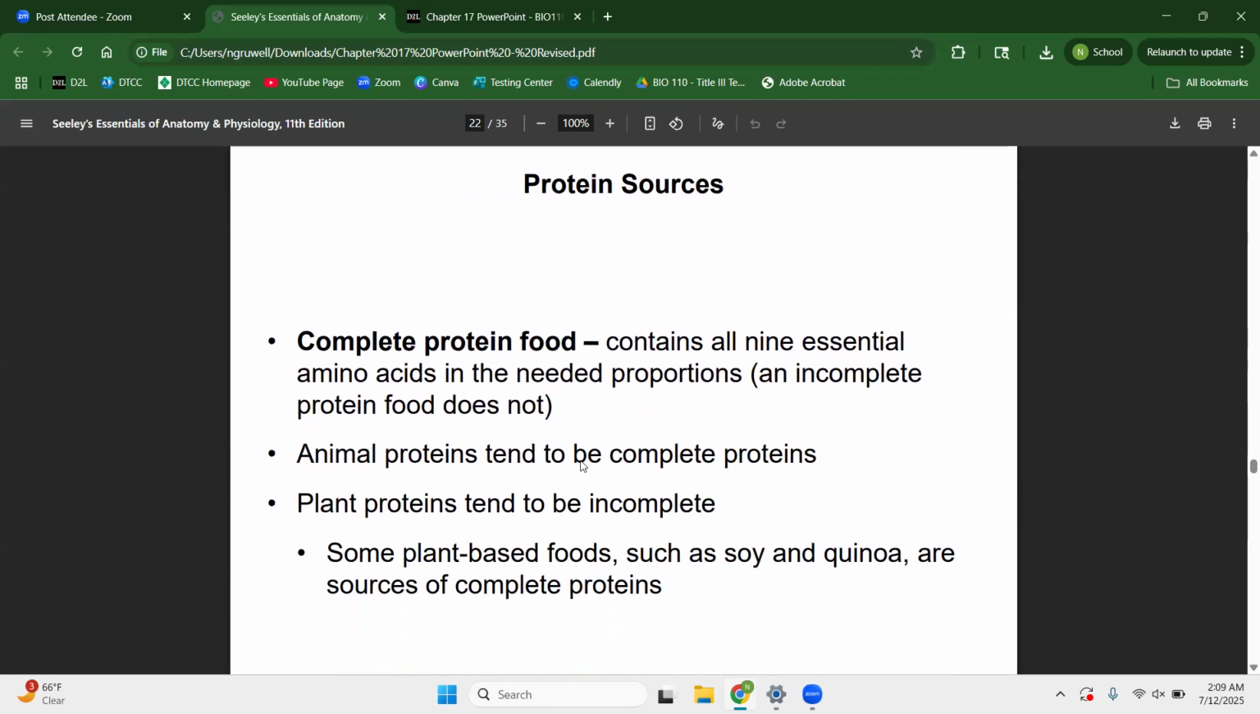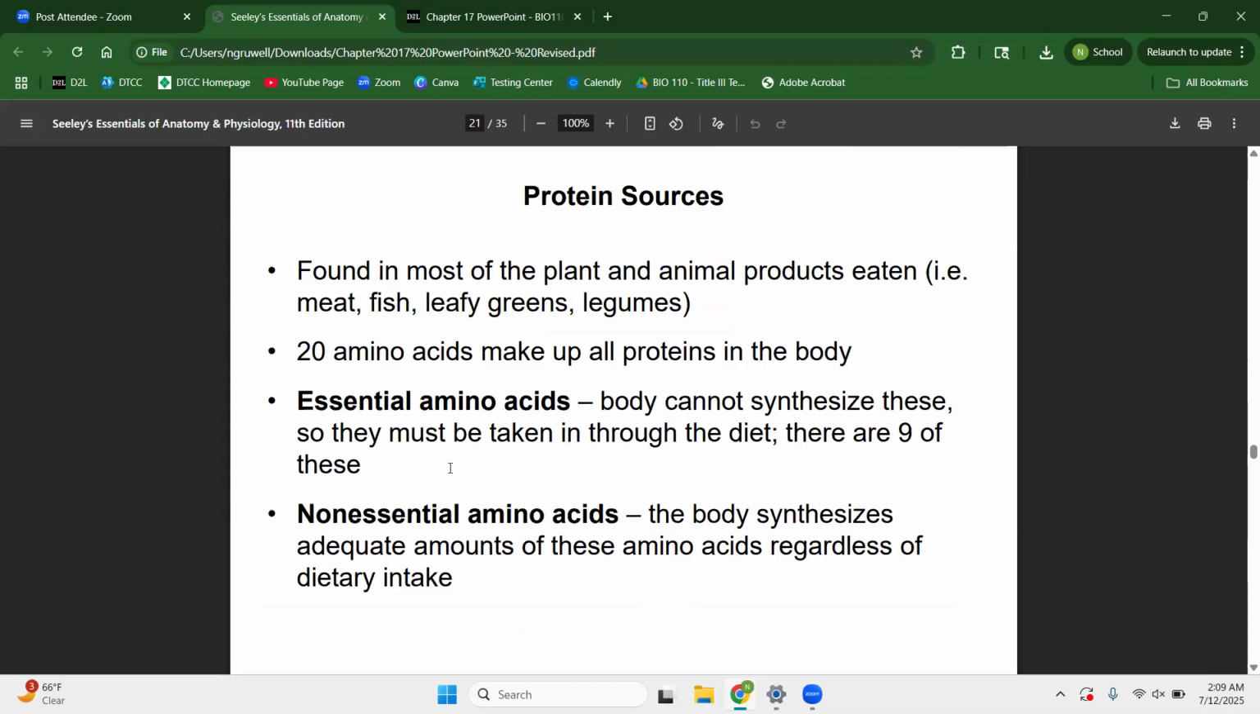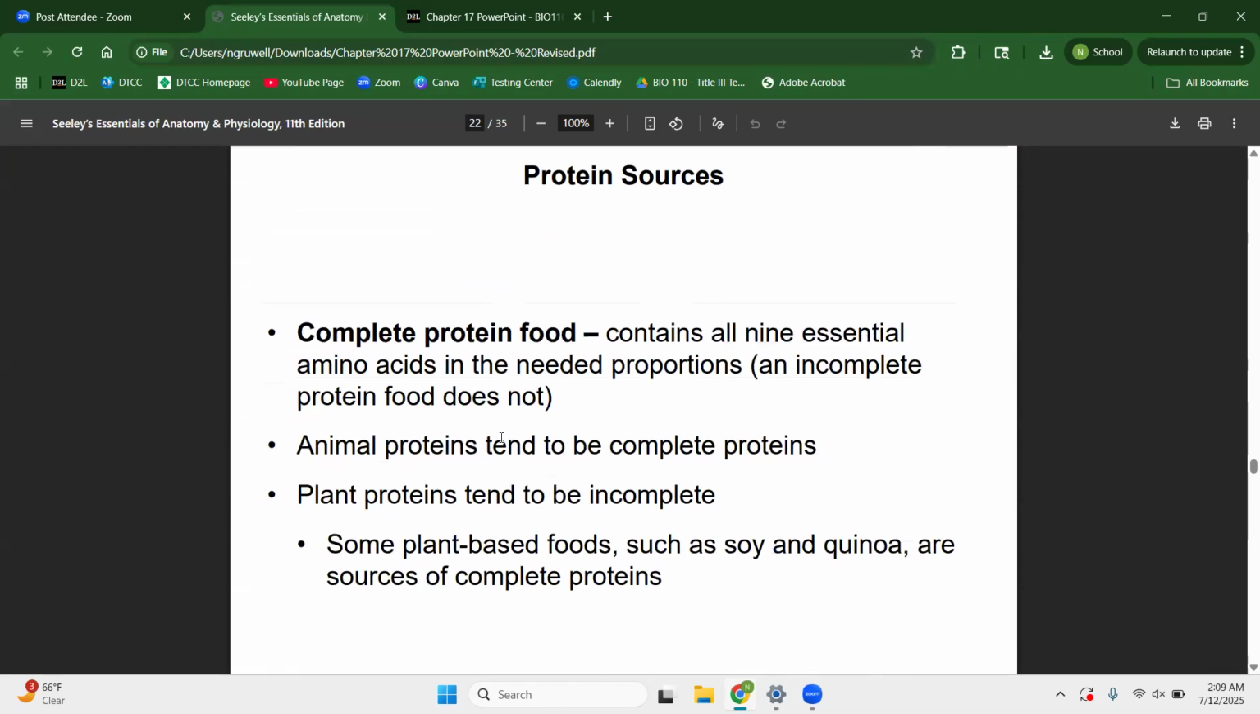So your best protein sources are going to be what we call a complete protein food because it's going to contain all 9 essential amino acids. So we just said there's 9 essential that we have to eat. So if we eat a complete protein food, that means we're going to get all 9 in. And not just going to have all 9, it's going to have all 9 in the proportions we need as well. Most animal proteins are complete.